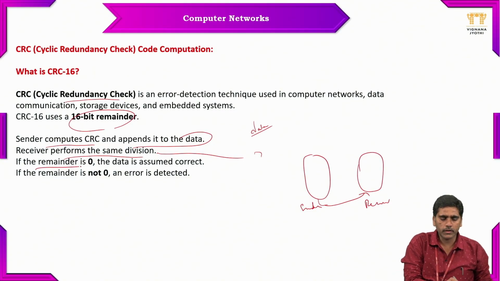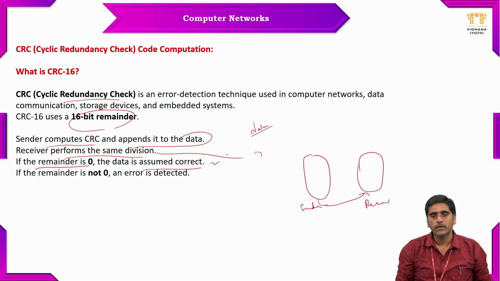If the remainder is 0, then the data is assumed to be correct. If the remainder is not 0, then an error is detected. This is the way we can identify errors through the CRC 16-bit remainder.